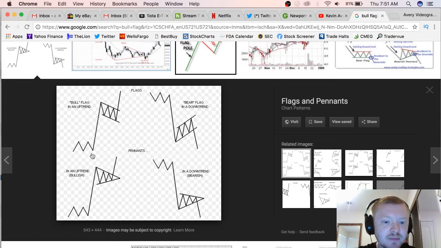The bull flag is in an uptrend. What's tricky about the bull flag is it looks like it's descending, so you have lower highs and lower lows. When I first started trading, I didn't really like the bull flag because I couldn't predict where to get into it, because it just looked like it was going down. So how do you know where to get into it?